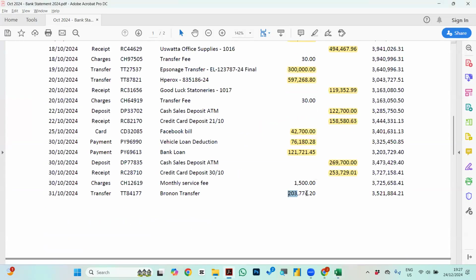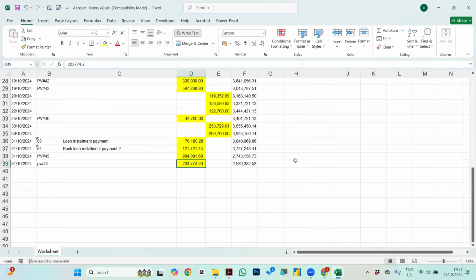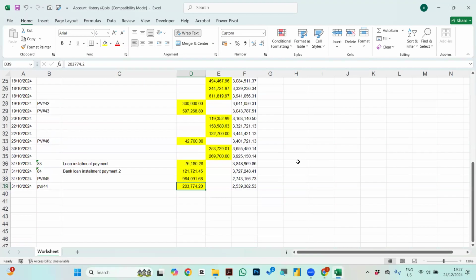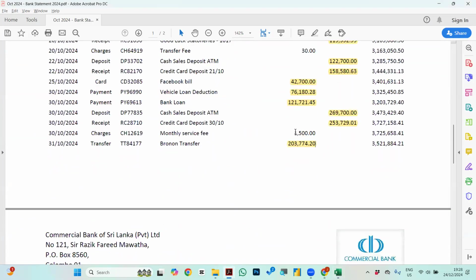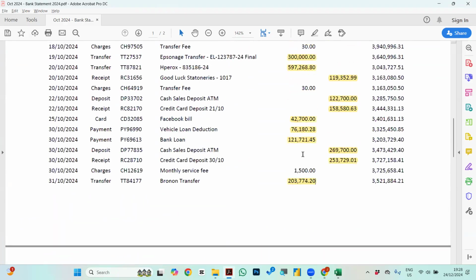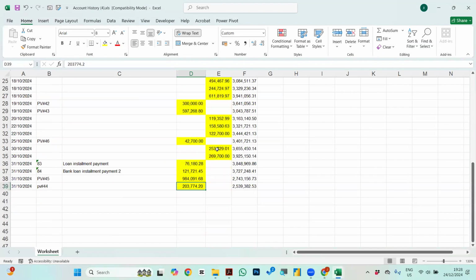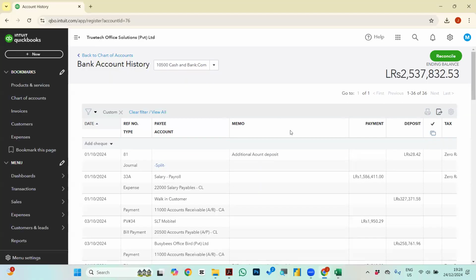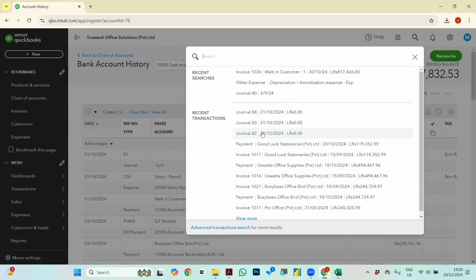Again, next one is 203,774.2. Yeah. So everything is all right. What happened here is we recorded this value in a wrong date, I think. So we have to check if we have recorded this on the right date, because we can't see that within this range. So I think we made a mistake somewhere, recorded it in the wrong date.